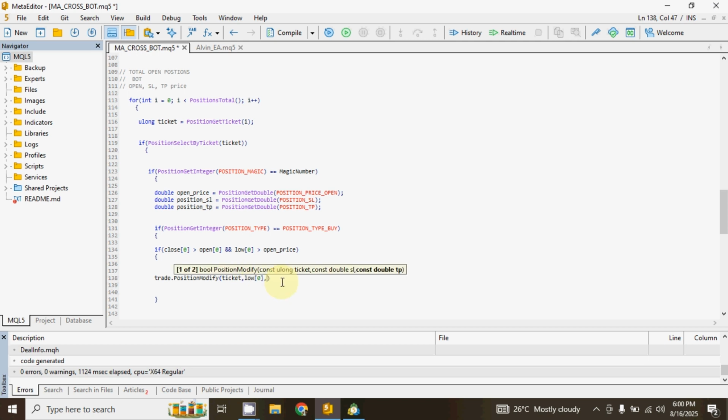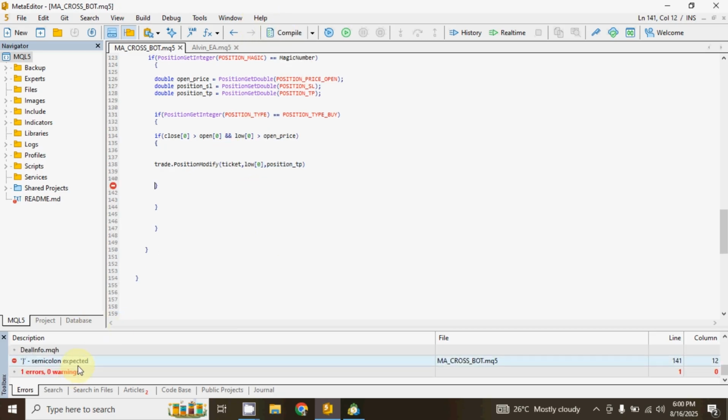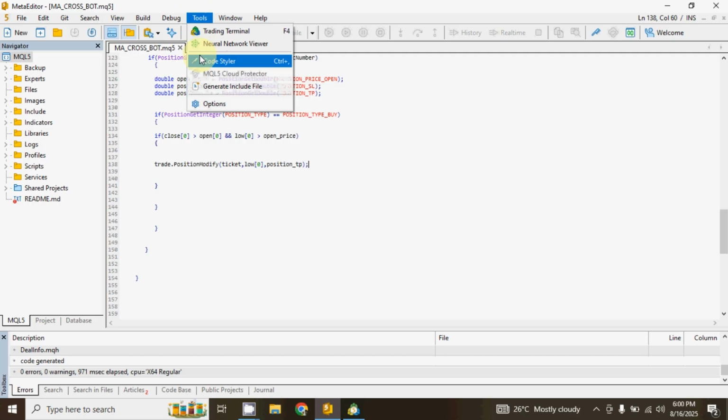Then where should the new take profit be? The take profit should still maintain the same take profit like it was before. But if you want to change the take profit, you can change it to whatever you want. Right. So this is for a buy trade. A semicolon is expected. Okay, there's an error here. Let me add it.